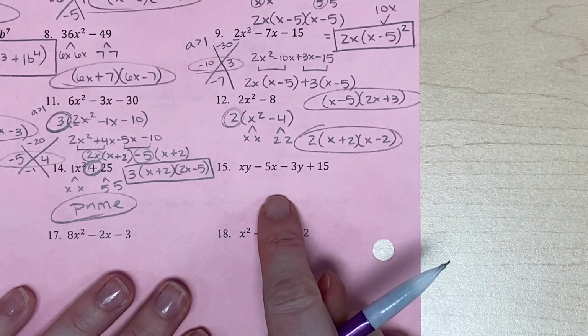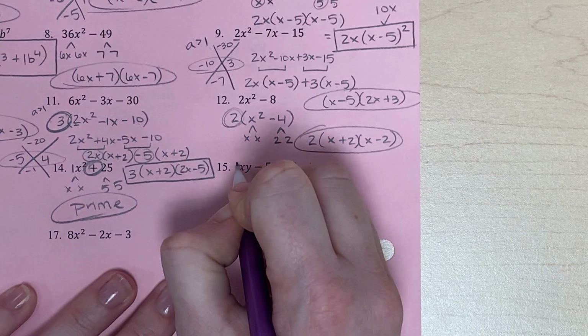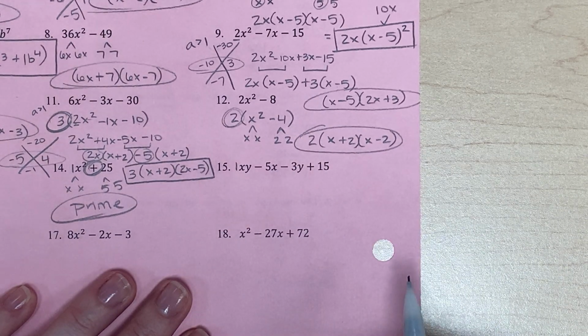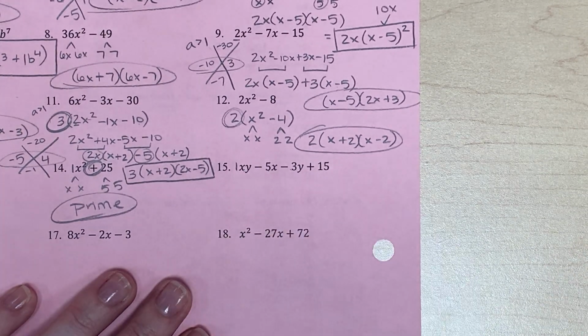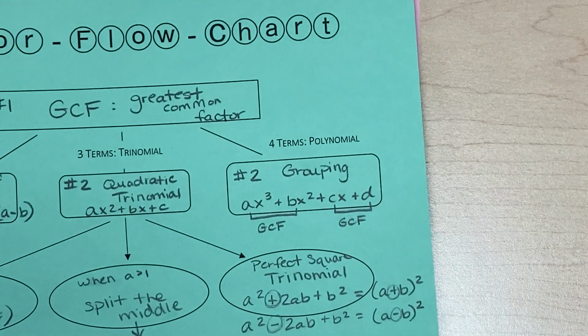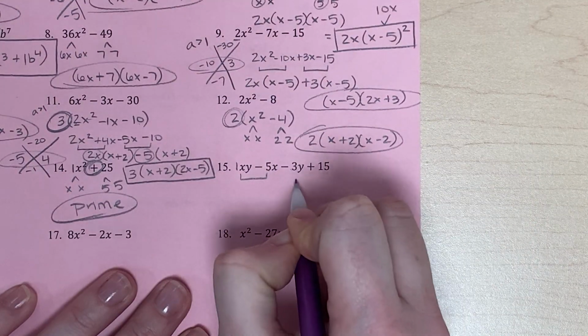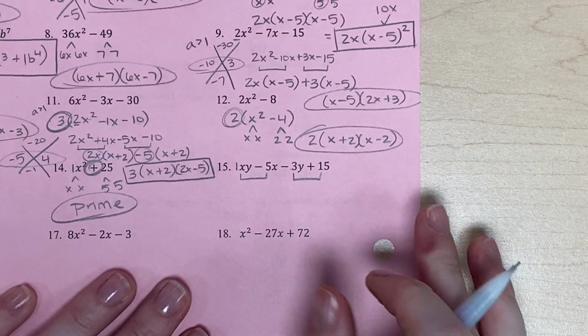All right, for number 15, the first thing I want to do is look for a GCF. There is no number that goes into 1, 5, 3, and 15 besides 1. So there's no GCF to factor out. I see it has 4 terms. The only possibility for 4 terms is factor by grouping. So that's what I'm going to do here. I'm going to group the first pair, group the second pair.